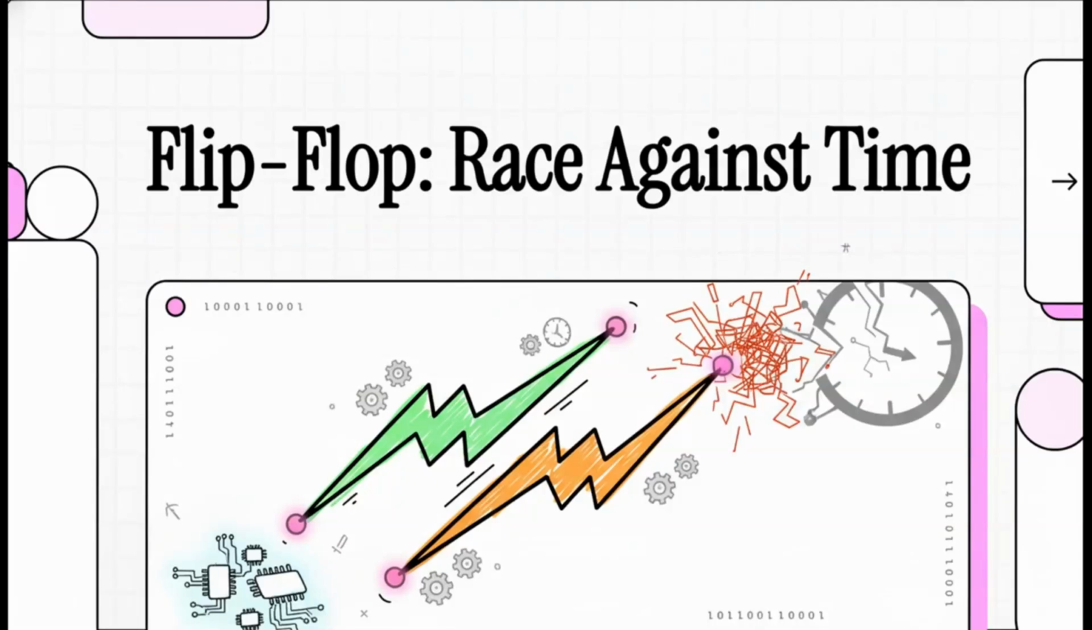You know, inside every single piece of electronics you own, your phone, your laptop, everything, there's this secret, high-speed race happening billions of times a second. It's this frantic race against time, and if the wrong signal wins, well, it can lead to total chaos. So let's dive in and figure out what is really going on here.